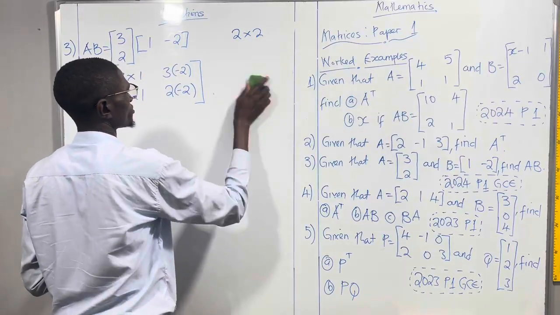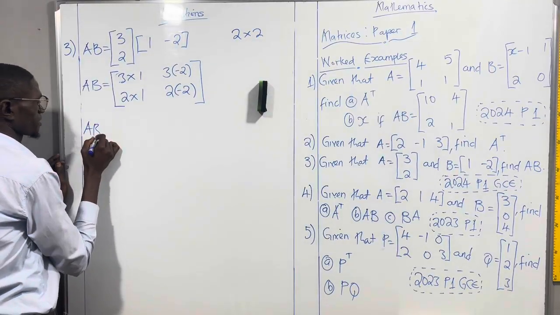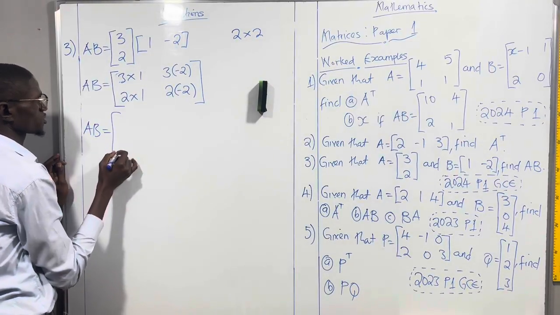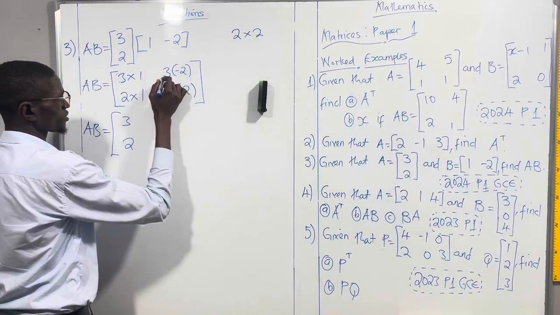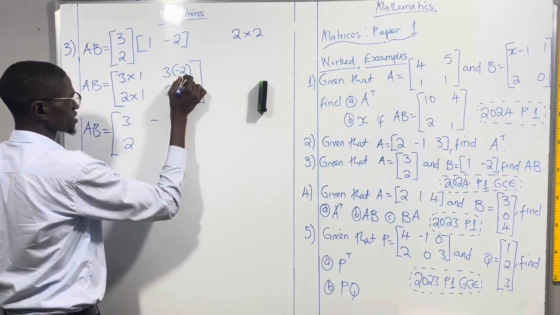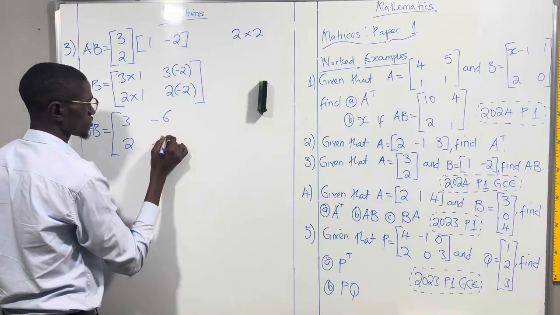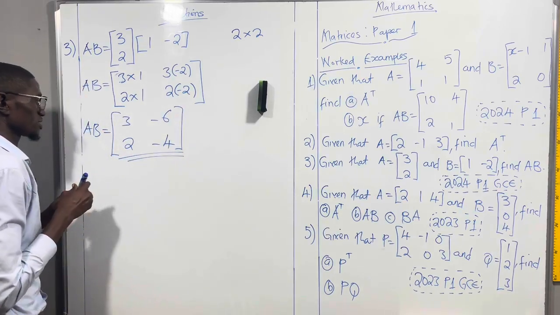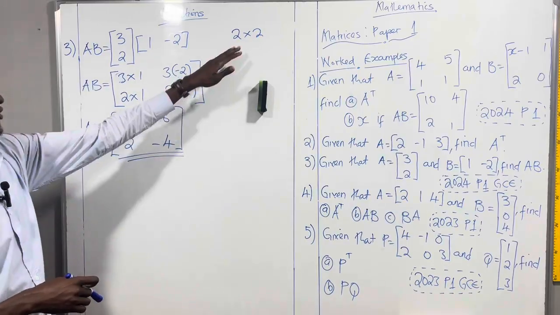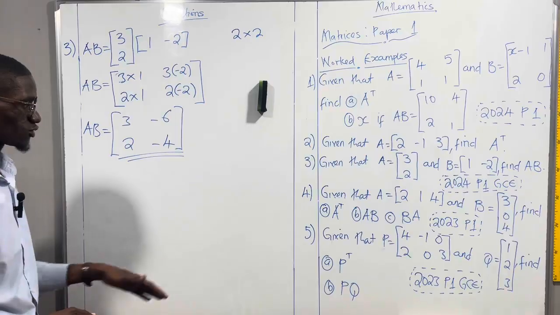Then we can continue simplifying. So I'm going to say 3 times AB is going to be equal to 3 times 1 there gives us 3. 2 times 1, that's a 2. Positive times negative is negative. 3 times 2, 6. Positive times negative, negative. 2 times 2, that's a 4. So this is our final answer, and as you can see, it's a 2 by 2 matrix. This is what we actually determined right from the start. Okay, we go to question 4.